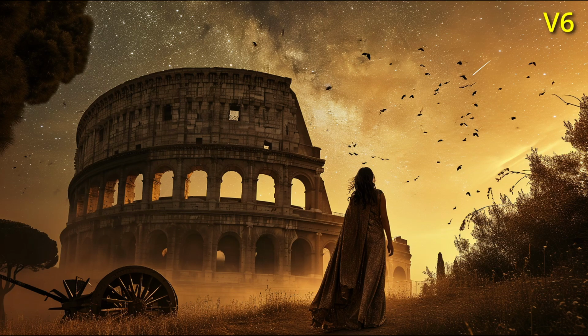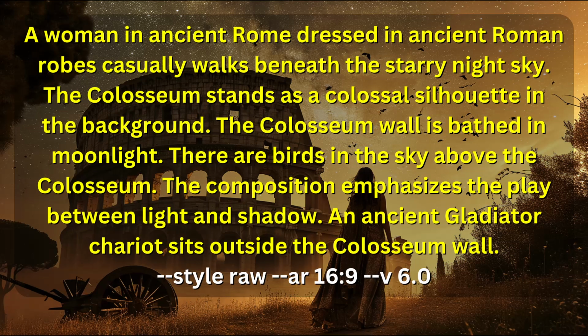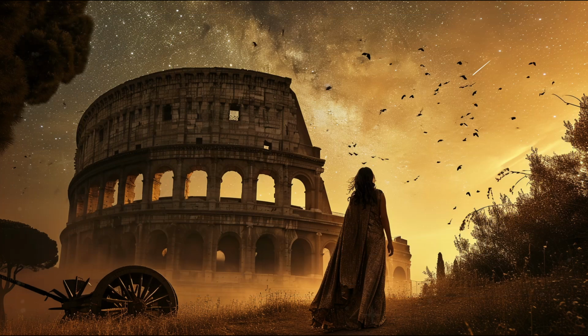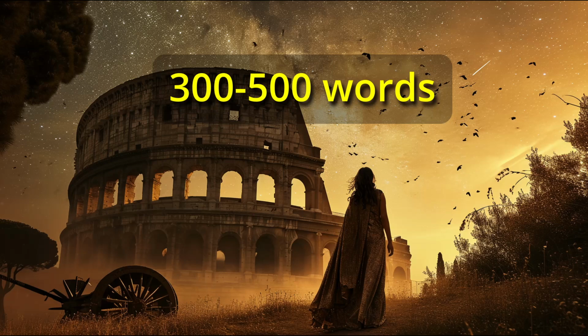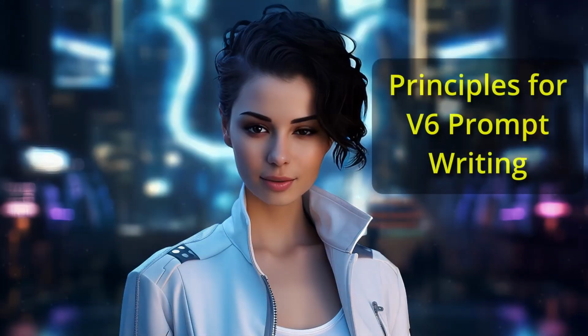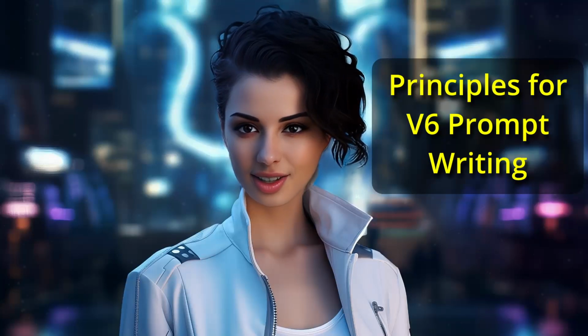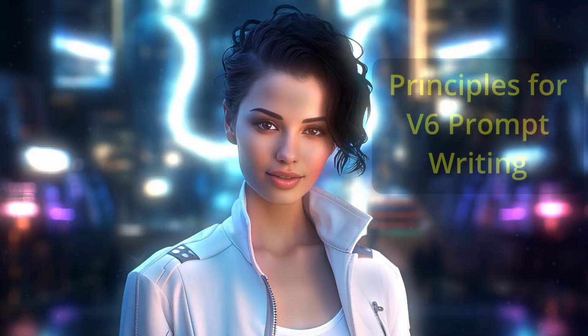Note that the birds and the gladiator's chariot were properly recognized and rendered by V6. This is because version 6 processed all the words in the prompt. If enough memory is available, V6 can interpret between 300, even 500 words in a single prompt. Let's begin our version 6 prompt science discussion with 2 foundational principles.